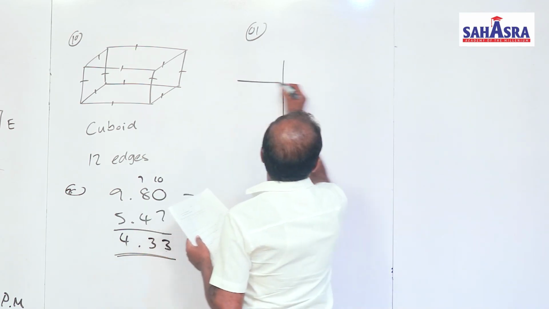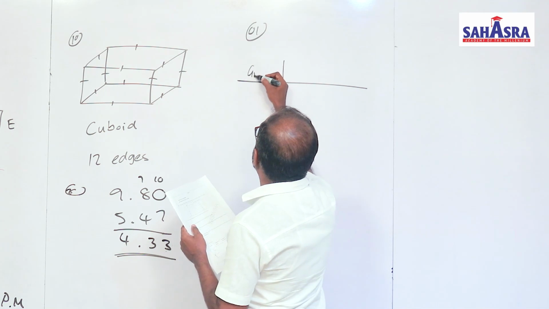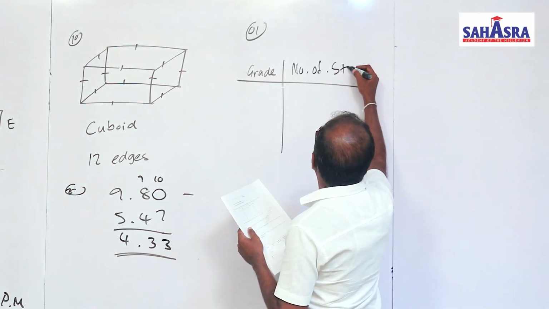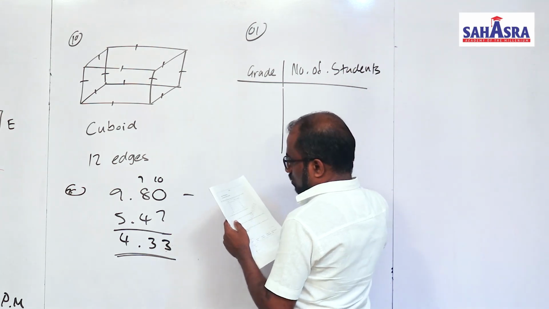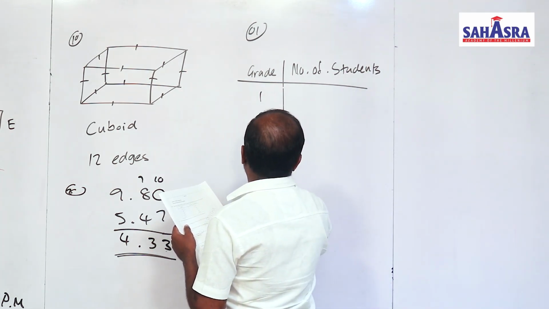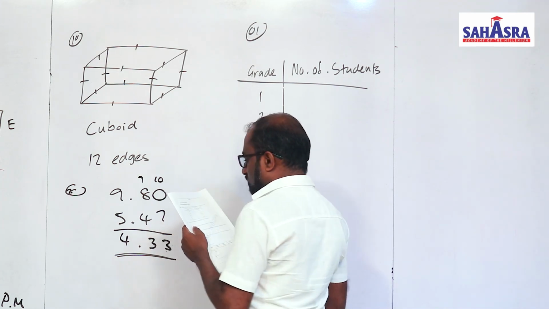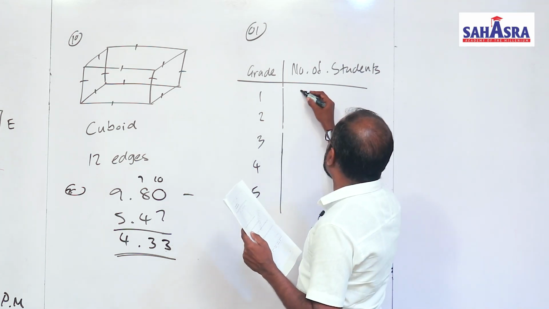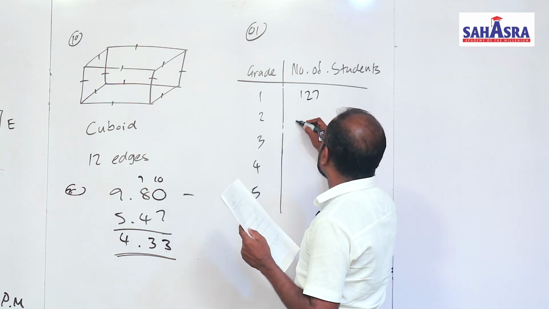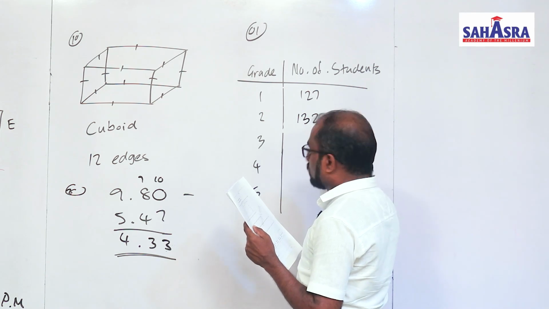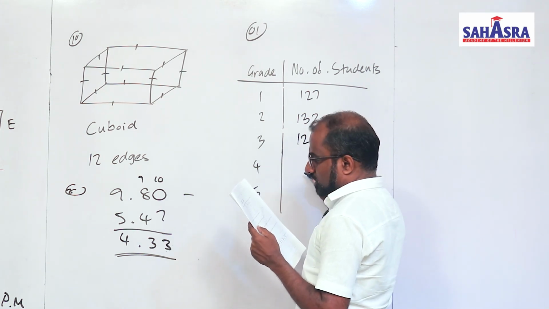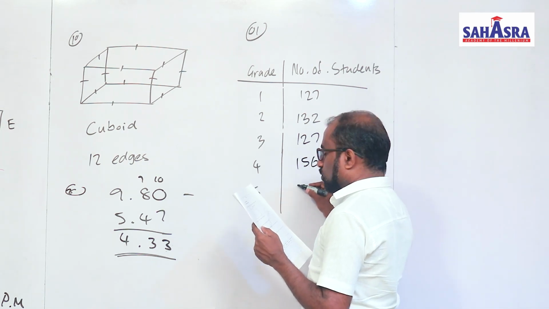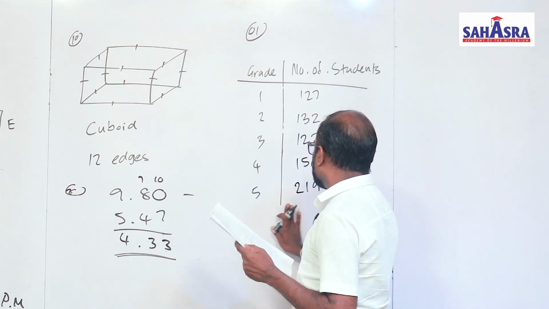So a simple table is given, grade and number of students. Grades 1, 2, 3, 4, 5, primary classes 1 to 5. The number of students in grade 1 you have 127, grade 2 you have 132, then grade 3 127, grade 4 156, in grade 5 you have 219.